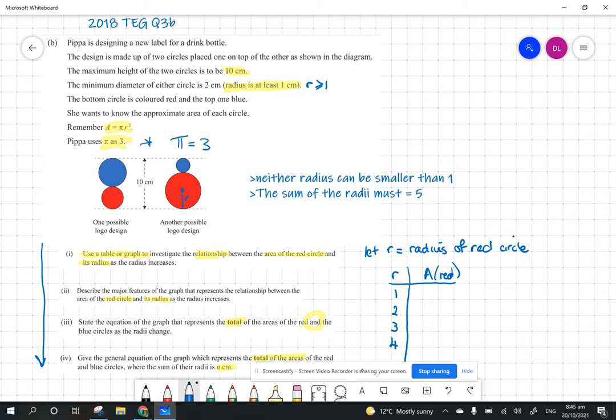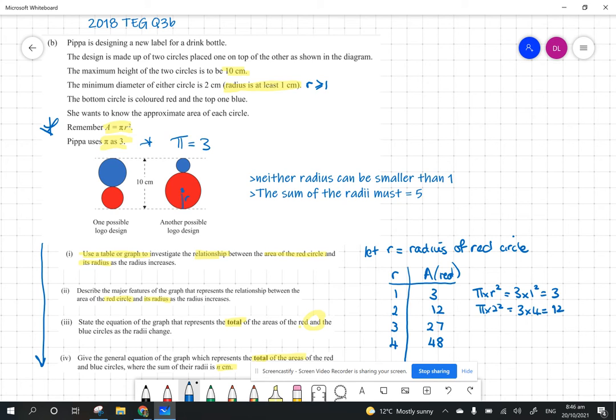To work out the area for this one, it would be pi times the radius squared, which is the formula that's given to you up here. That would be 3, because pi is 3, times 1 squared. 3 times 1 squared is 3, so you pop 3 in there. And you do the same for the rest of them. This would be pi times 2 squared, and that would be 3 times 4, which is 12. Then 3 times 3 squared is 27, and 4 squared is 16 times 3 is 48. So we get 48 in there, so that's your table. You're asked to investigate the relationship between that and the radius, and that's your question part 1 done.